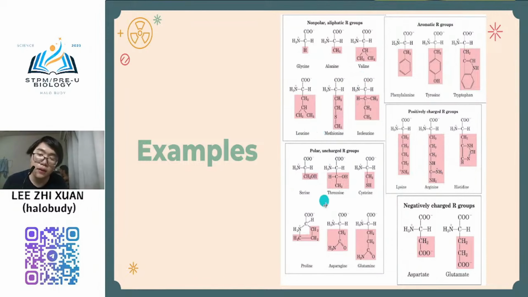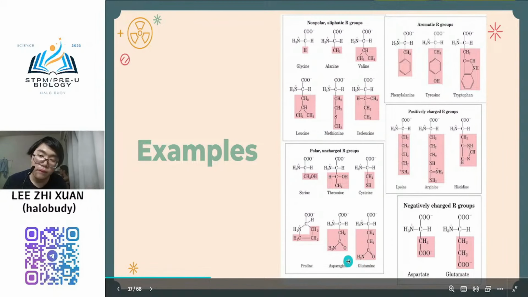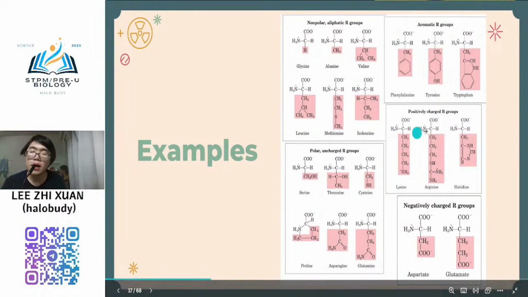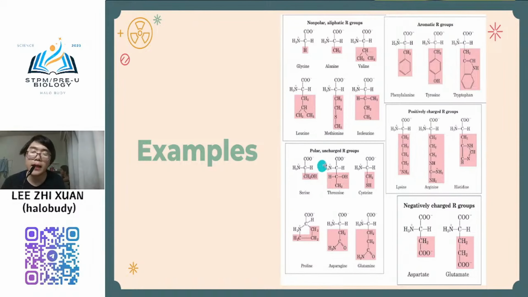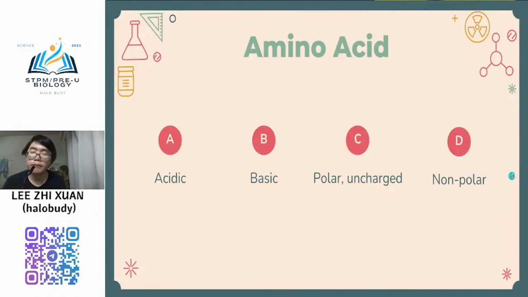Another one, this asparagine and also glutamine. They are polar, but they are not basic. Why? Because they have an amide group, C double bond O and NH2. This one is not considered basic. They cannot accept a hydrogen ion simply, so this one is not considered positively charged. They are polar amino acids. Okay.